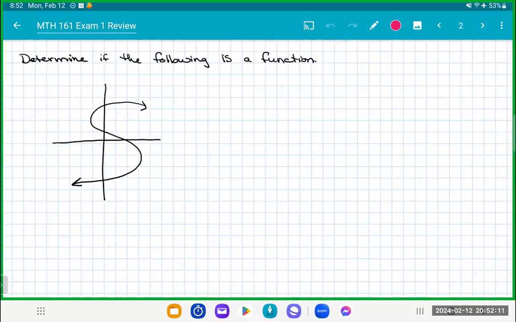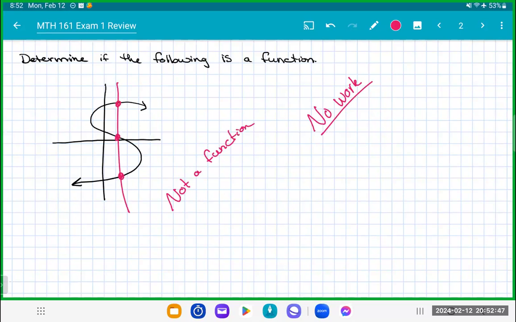For the first one, we're looking to determine if this is a function or not. This is one of the problems that does not require work, but you need to do the vertical line test. You draw a vertical line and you can see that the graph is intersected more than one time. So this is not a function. Okay. Question.